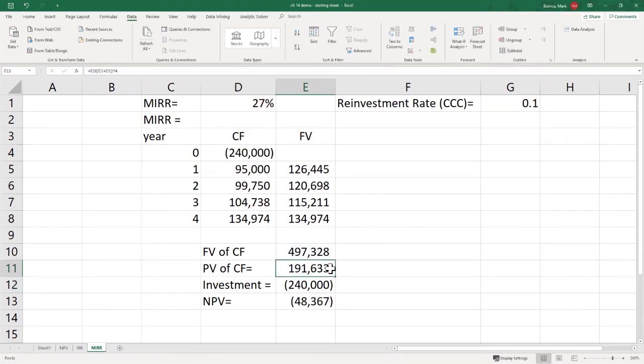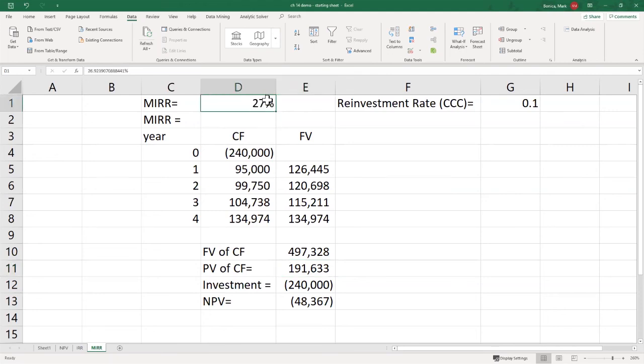So at 27%, we discount it too much, right? It goes past 240 and down to 191. So our modified internal rate of return is not 27%. It's going to be something less than 27%. So how do we figure out what the modified internal rate of return actually is?